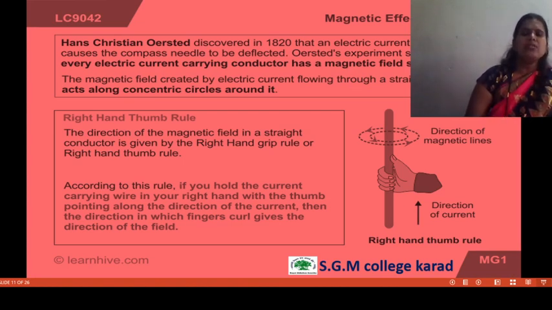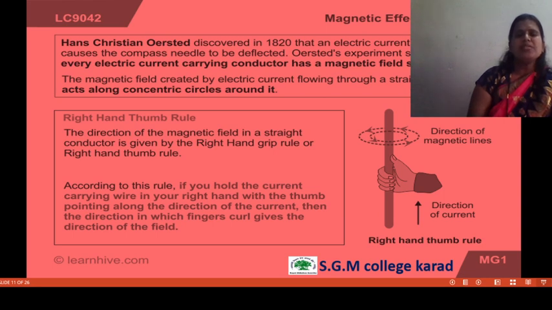First of all, we will see how the magnetic field is produced when the electric current flows through any conductor. So around any conductor there will be a magnetic field. That was first discovered by the scientist Hans Christian Ørsted in 1820. It was discovered when an electric current placed near a compass caused the compass needle to be deflected.